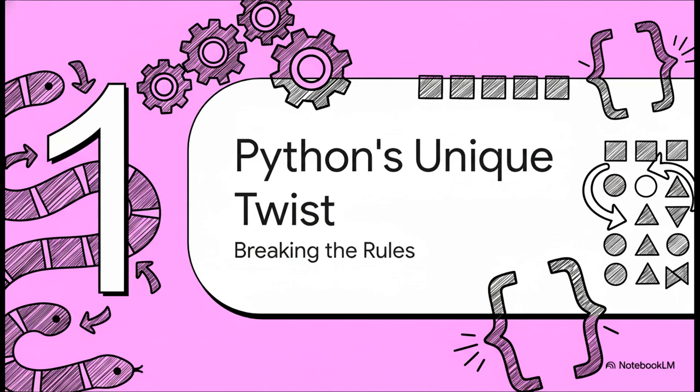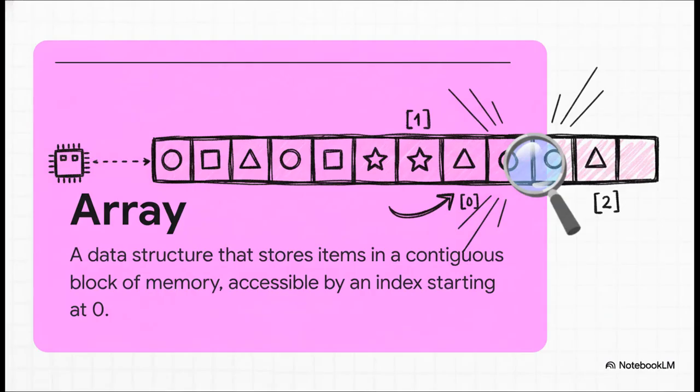Now, what's really interesting here is that if you're coming from a language like C++ or Java, you probably think you know what an array is. But Python? Well, Python kind of plays by its own set of rules, and that gives you an incredible amount of flexibility. At its core, an array is really just a super organized collection of items. They're all stored one right after another in memory. The key thing is that you can grab any item you want instantly just by using its numerical address, its index. And remember, in Python, like most languages, we always start counting from 0.